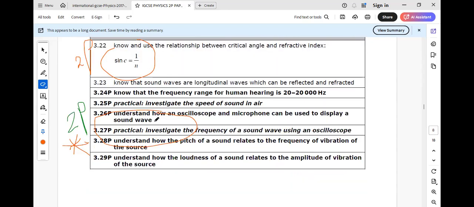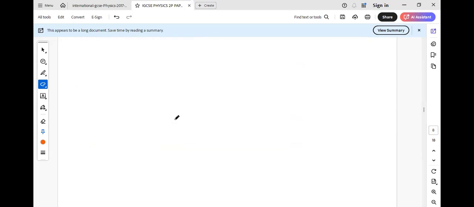Sound waves and practical, oscilloscope, right? Finding the speed of sound in air. A question related to an oscilloscope. These are very much possible questions in paper 2, right? It will come in paper 2, right? A question around sound waves and the oscilloscope, especially, can be there in paper 2, right?